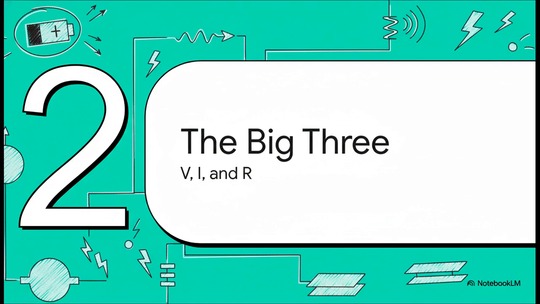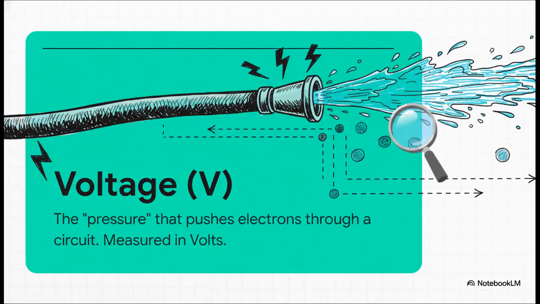All right, now that we have that water analogy in our heads, let's get a little more formal and properly define these big three concepts: voltage, current, and resistance. So first up, we've got voltage. The easiest way to think about it is as the electrical pressure. Just like turning up the tap gives you higher water pressure and a more powerful spray, a higher voltage pushes electrons through a circuit with more force.